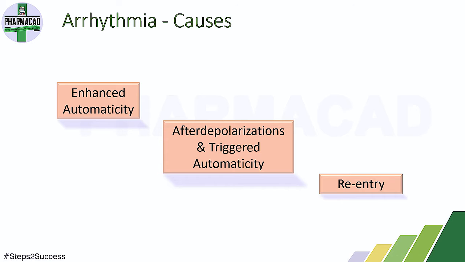First is enhanced automaticity. Second is afterdepolarizations, which may trigger automaticity, a new action potential. And the third cause is re-entry. So let's see all these three in detail one by one.